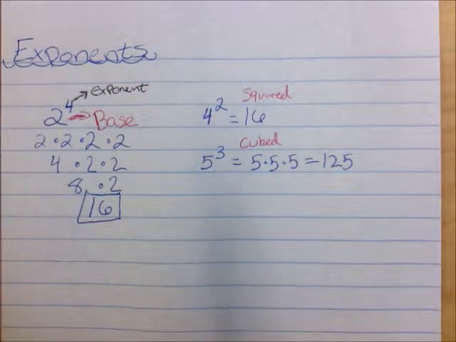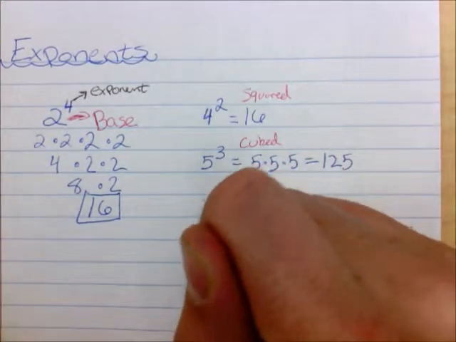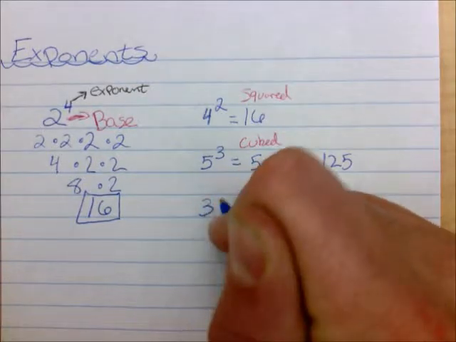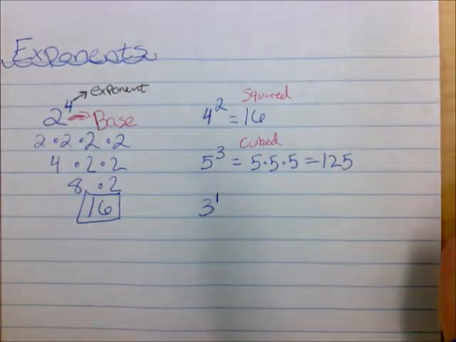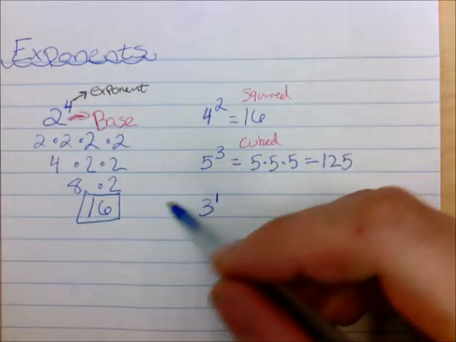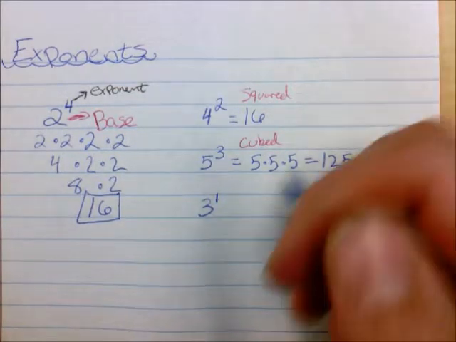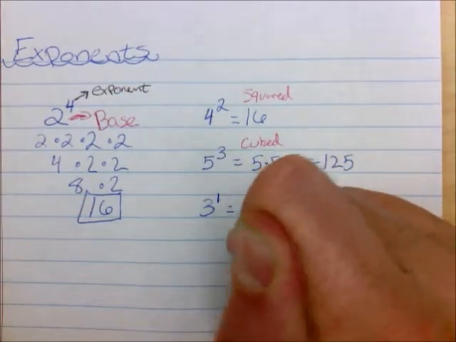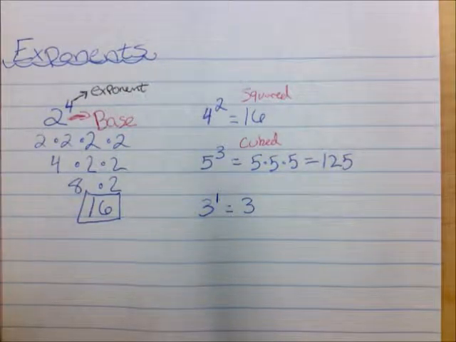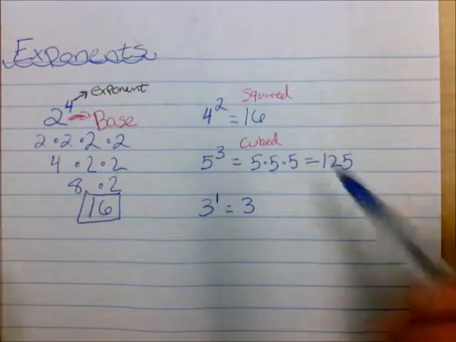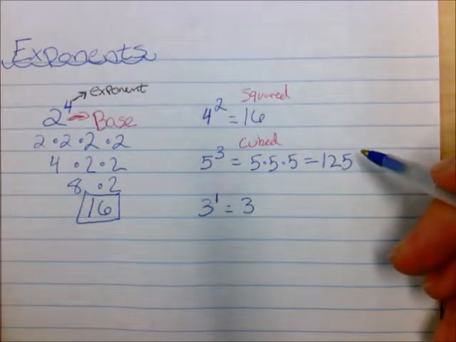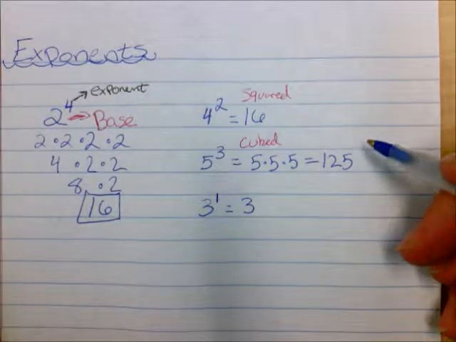Now there are 2 other ones I want to go over. They don't really have special names per se, but let's go to 3 as my base to the 1st power. 3 to the 1st power just means, how many 3's are there? 1. So 3 to the 1st power is just 3. Any number that we talk about is just to the 1st power as it is. This 125 right now, technically it's 125 to the 1st power.